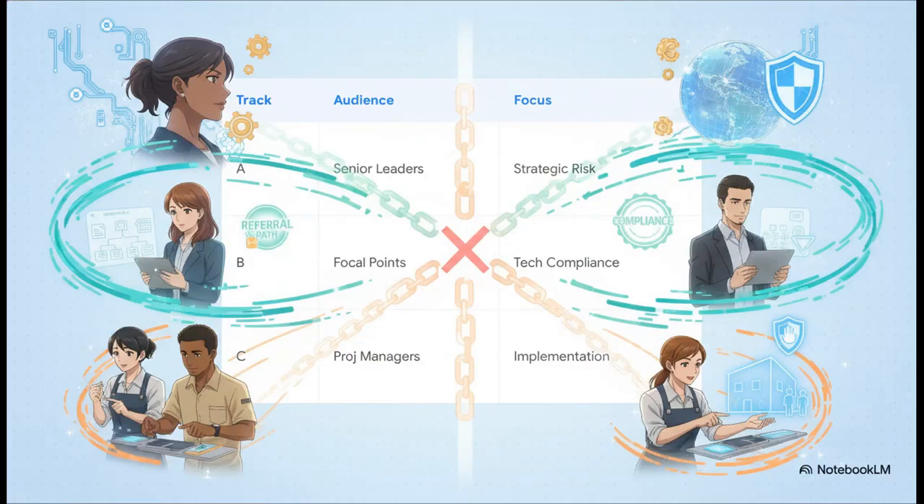When a crisis hits, we need to know exactly who holds the power and who holds the responsibility. So we've got 3 distinct audience tracks to keep things crystal clear. Track A, that's senior leadership. They own the strategic risk, the big picture coordination, and the resources. Track B is for your PSEA focal points. They're the ones driving technical compliance, managing referral pathways, and handling documentation. And Track C is for the project managers handling the practical, on-the-ground implementation and community-facing controls.